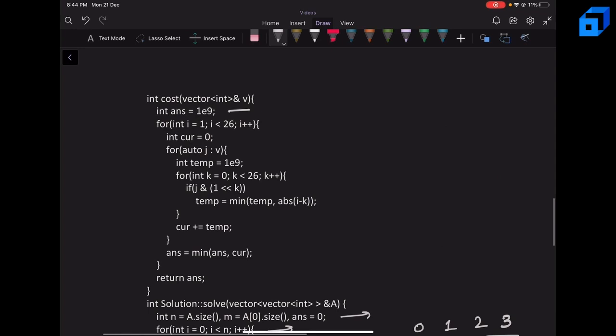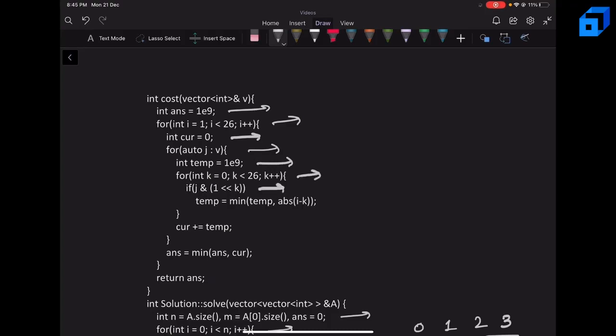So we assign our cost as infinity, that is 1e9 or some big number. Now we iterate from 1 to 25, that is the bit which we want to set. This is the current value, that actually stores the number of operations required to set the ith bit on. Now we iterate over all the elements in the vector. Now we'll find the minimum number of operations required to set the ith bit on in this element. So we iterate over all the bits.